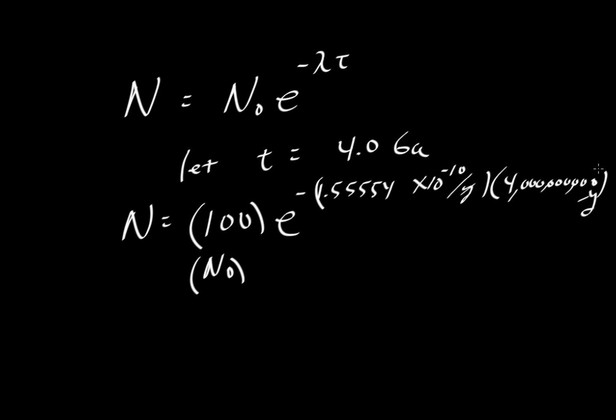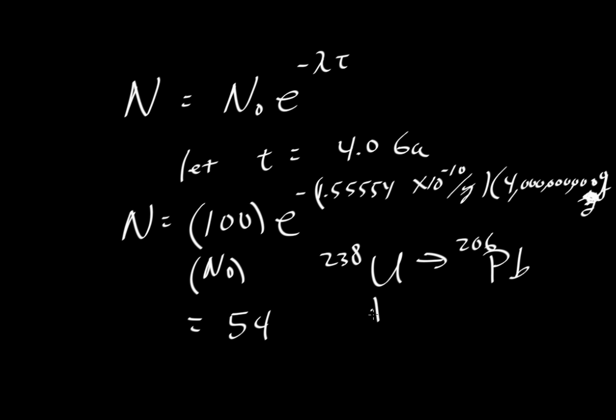Even though I've written it down here, it's really a year that's sitting up there. So the years are going to cancel, and we'll be left with a pure number, and that number in this numerical example would be 54. Well, we didn't yet talk about what U-238 decays to. It decays to lead-206. We say that this is the parent, and this is the daughter product.